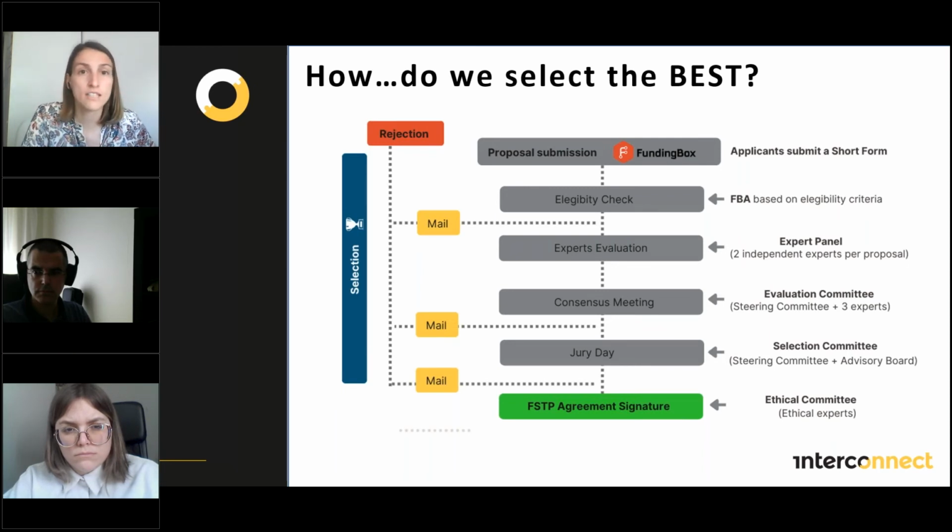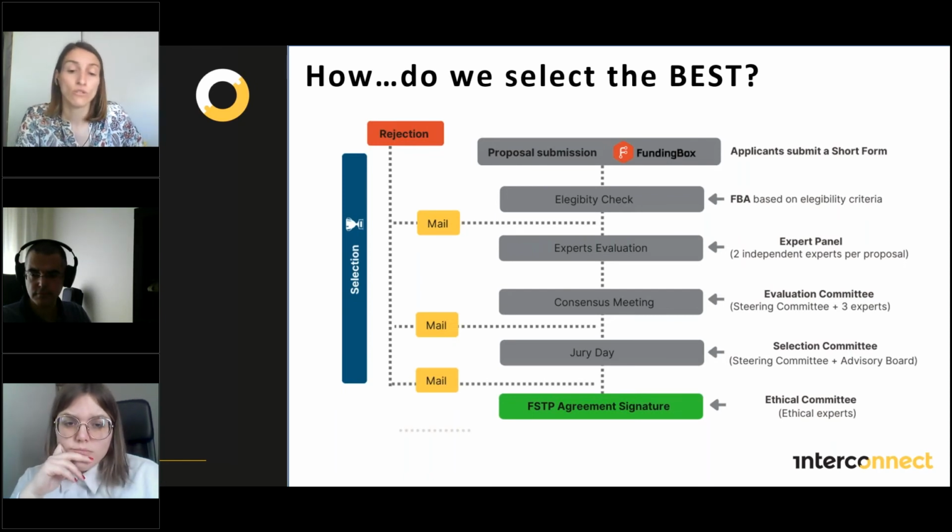So if it is on site, there will be a mini grant to assist to the jury day, and the participants will be invited with time in advance to prepare everything, okay? In this jury day, you will have the opportunity to pitch your project in front of the InterConnect selection committee. And the selection committee will decide by majority of vote the list of finalists and also the reserve list that will be communicated to the European Commission, okay?